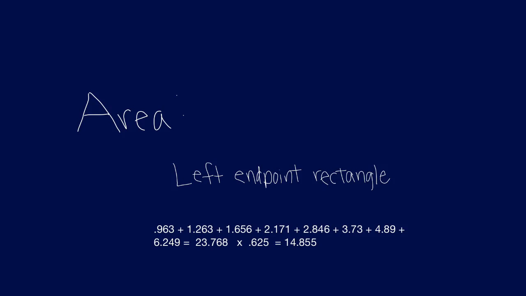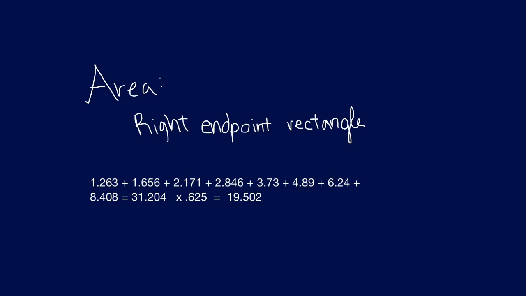In order to find the total area of your left endpoint rectangle area, you are going to add up all your y values and then multiply that total by your width, which is 0.625. This would be the exact same process for finding your area of right endpoint rectangle area. Add up the y values and multiply by your width.